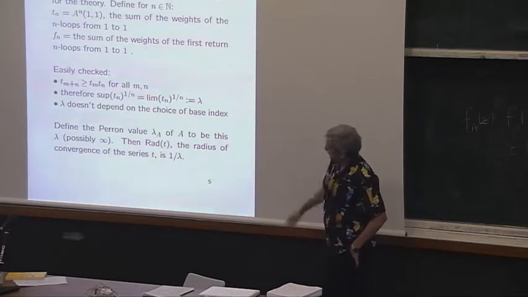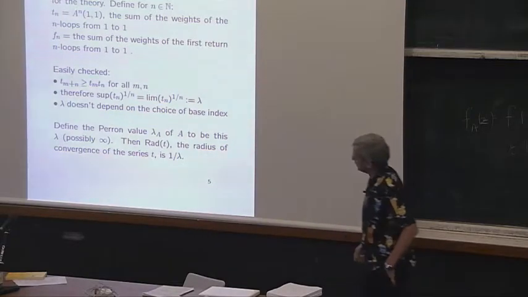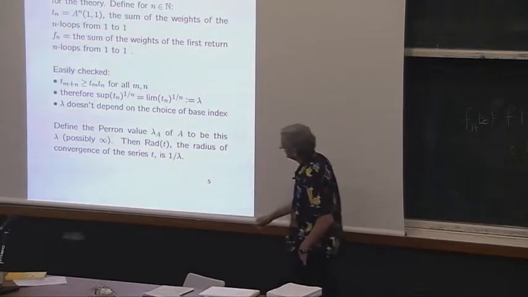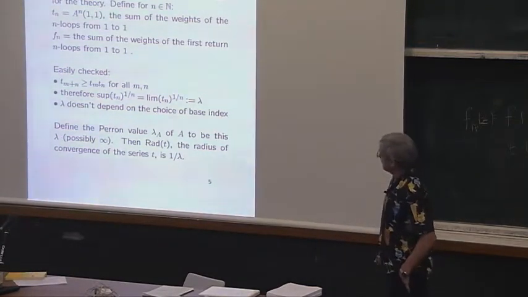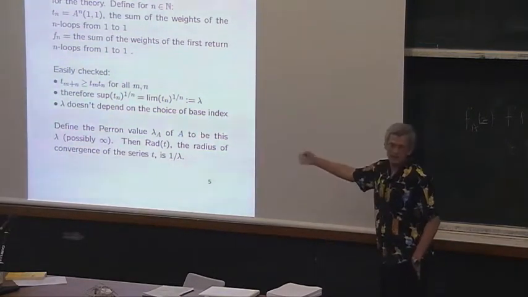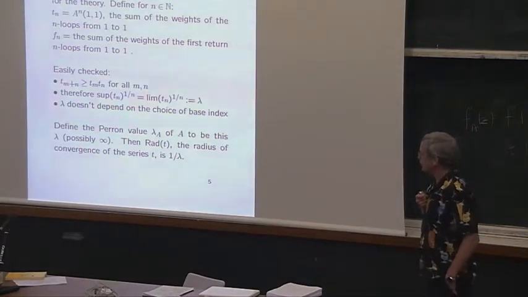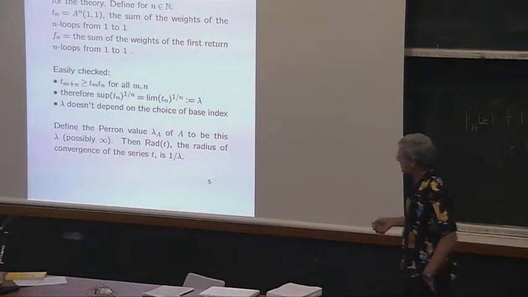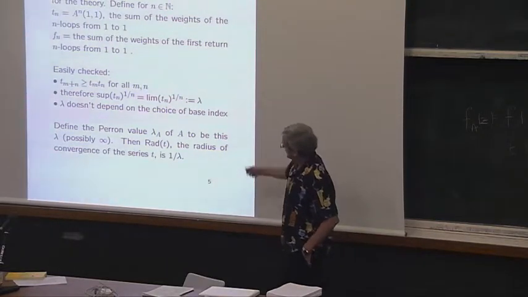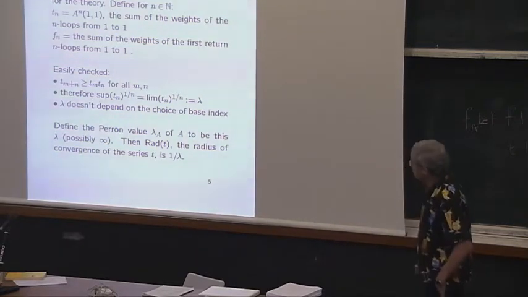And once we have the superadditivity, well, we can consider the supremum of the nth root of T_n, and that will be a limit. It's not difficult to check that this will be a limit, and we say that lambda is this limit. And this limit does not depend on the choice of the base index. So we define the Perron value, lambda_A of this A, to be this number lambda. Okay. Now this lambda might be infinity.